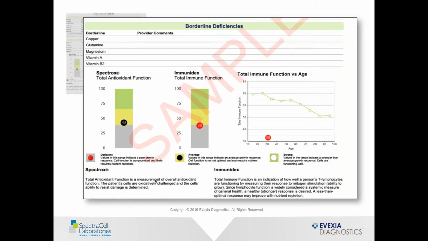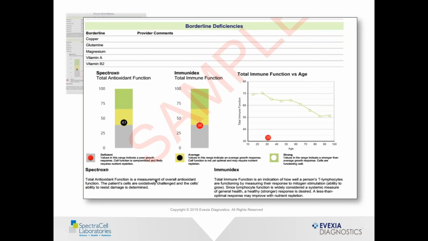Now, these are the two specific assessments that the SpectraCell test does. It does the Spectrox and the Immunodex. So let's talk about the Spectrox first. The Spectrox gives you an overall antioxidant function of the lymphocytes, and it gives you a percentage of the total antioxidant measurement, not just looking at two specific values. It looks at a broad spectrum of those and says what is going on with the antioxidant level of this particular person, and of course it measures it, like I said, in percentages.